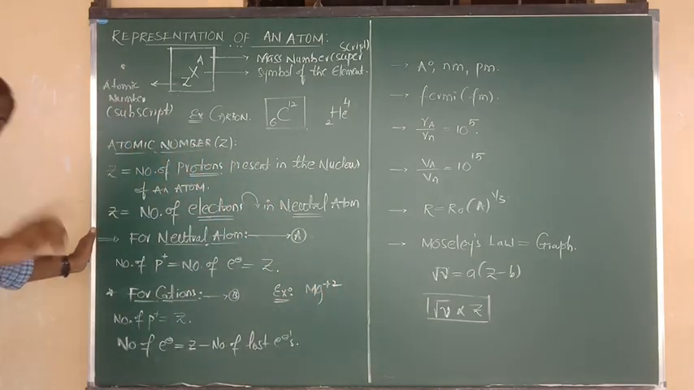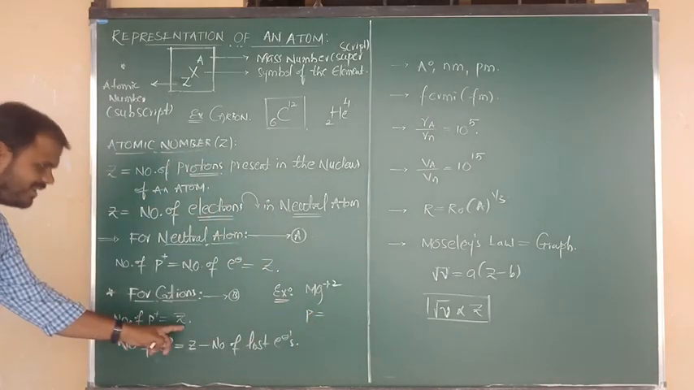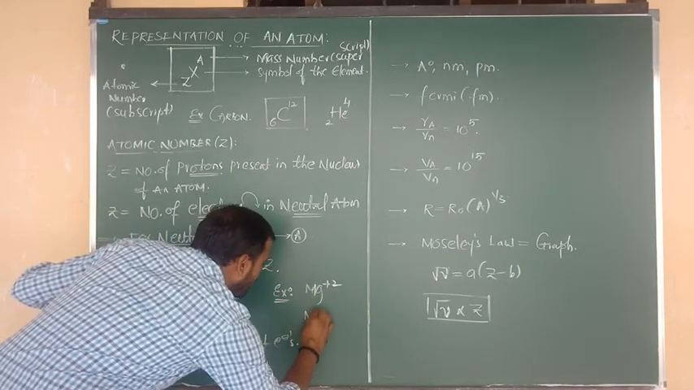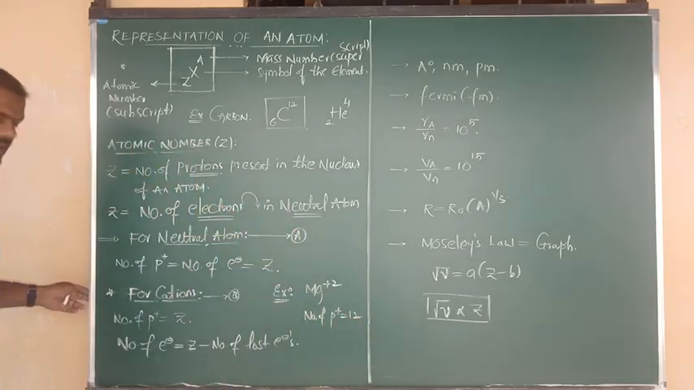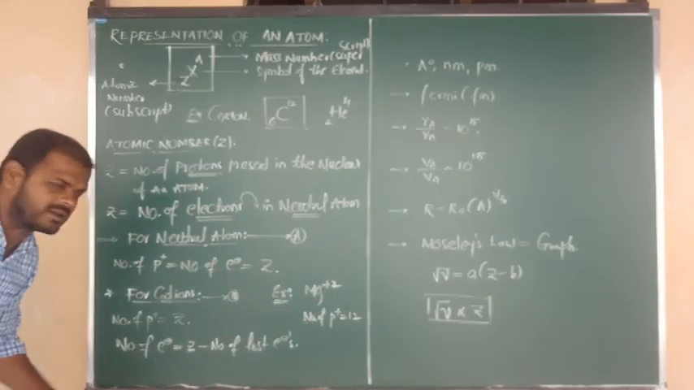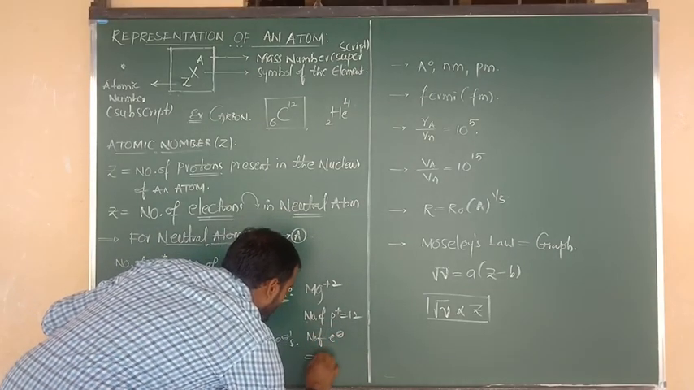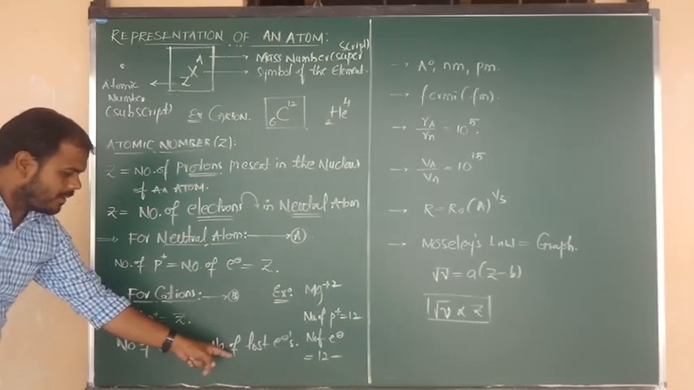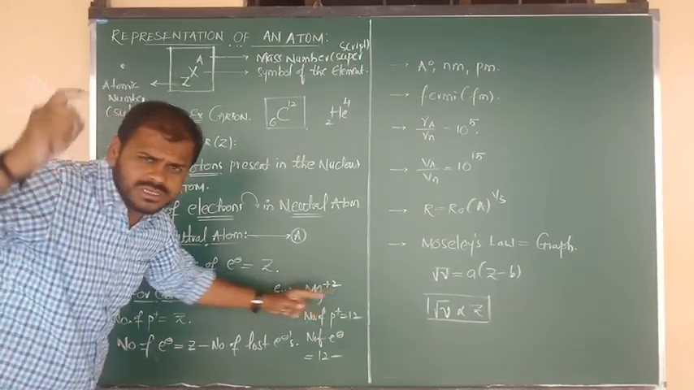In that Mg plus 2, the number of protons equals the Z value. Magnesium's Z value is 12. So in Mg plus 2, the number of protons is 12. And what is the formula to calculate the number of electrons? Z value minus number of lost electrons. The number of electrons equals 12 minus the number of lost electrons. How many? Plus 2 means it loses 2 electrons.